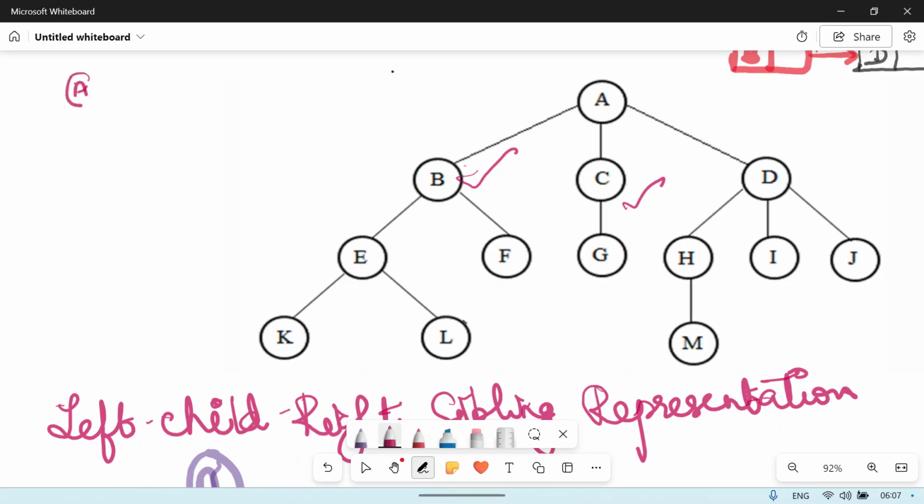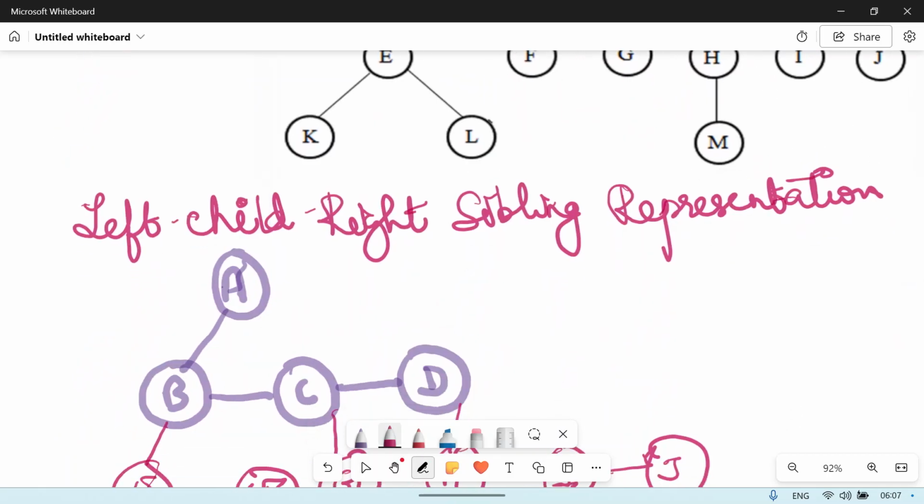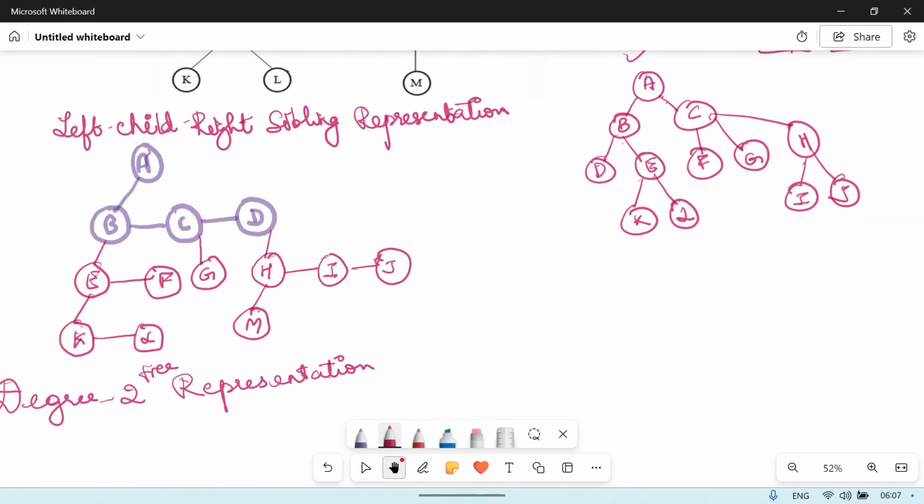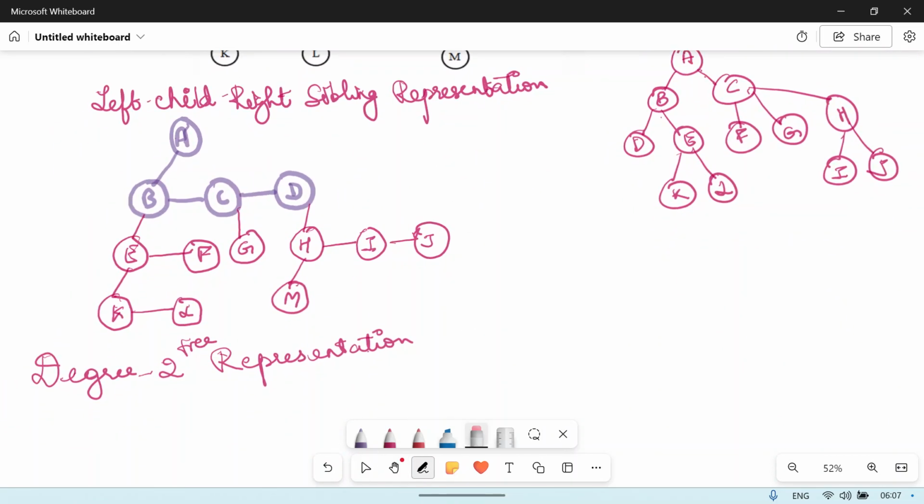Take the root, okay, then take its left child. In order to do the degree 2 representation, you should clearly know this one. I always suggest that before you do the degree 2, first do the left child right sibling. Then it is easier to do it. I'll tell you why.